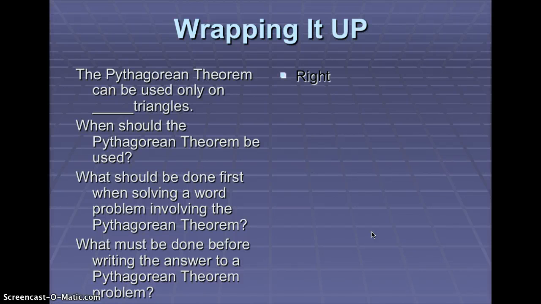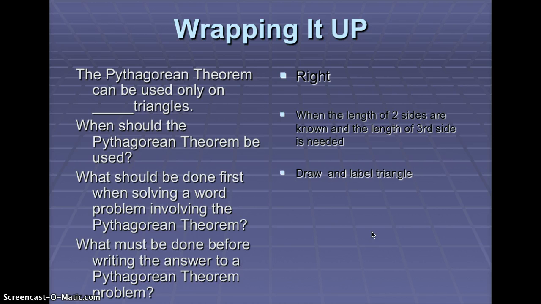All right, so for the first one, our answer is a right triangle. It can only be used on a right triangle. The second one, the Pythagorean theorem should be used when the length of 2 sides are known and we need to find a third side. The first thing that we need to do when solving word problems with Pythagorean theorem is draw the picture and label the triangles. And then what must be done before writing the answer is to check to see what answer is needed and whether we need to round it or take the square root of it, put it in decimal form, whatever we need to answer.